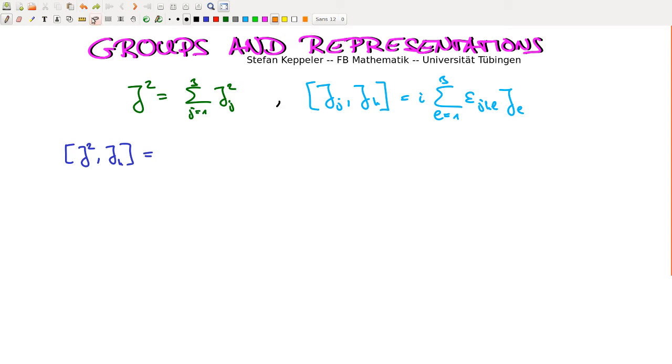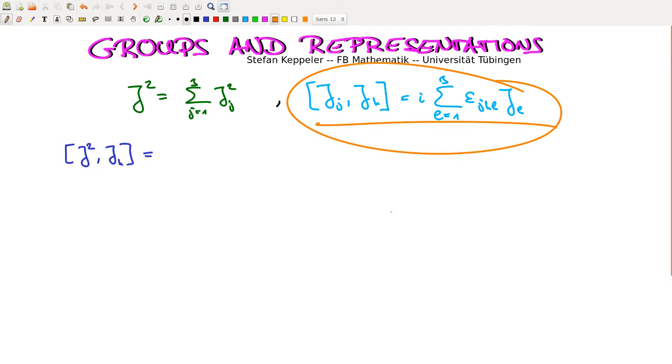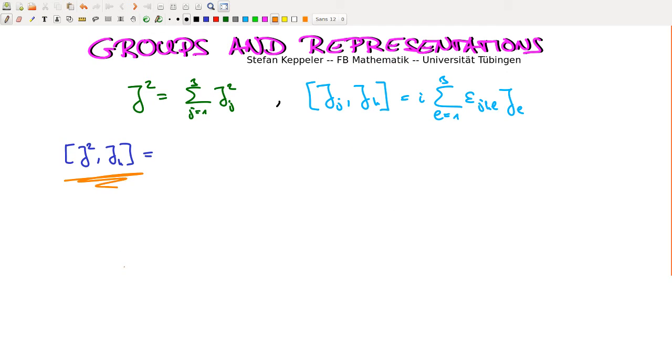And we want to do this without reference to what these matrices really look like. We only want to use this relation here. So just if you have a bunch of matrices that satisfy this, can we already conclude what this commutator here is?